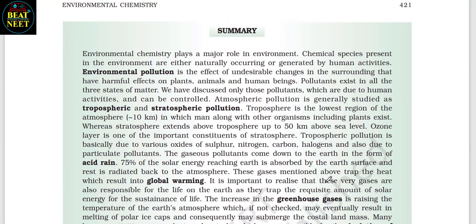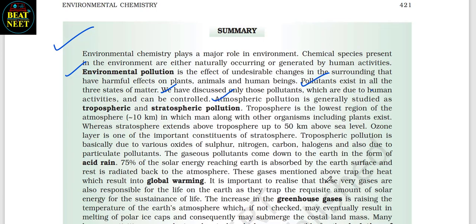Summary, finally. Environmental chemistry plays a major role in the environment. Chemical species present in the environment are either naturally occurring or generated by human activities. Environmental pollution is the effect of undesirable changes in the surroundings that have harmful effects on plants, animals, and human beings. Pollutants exist in all three states of matter. We have discussed only those pollutants which are due to human activities and can be controlled.